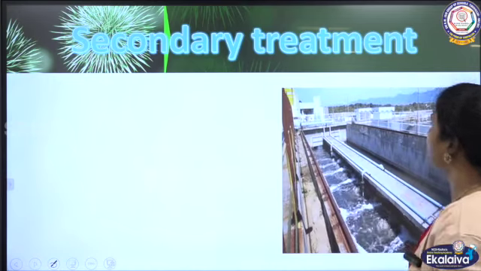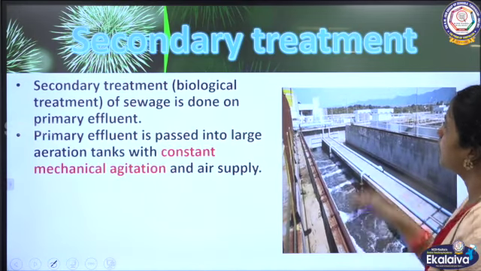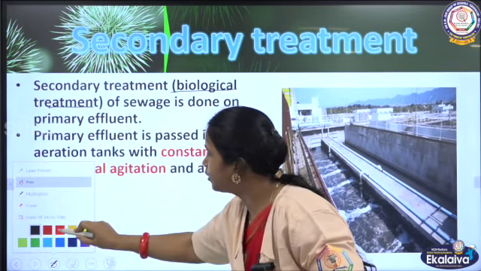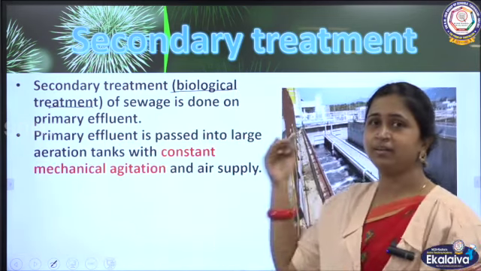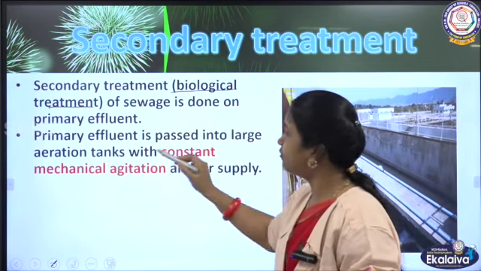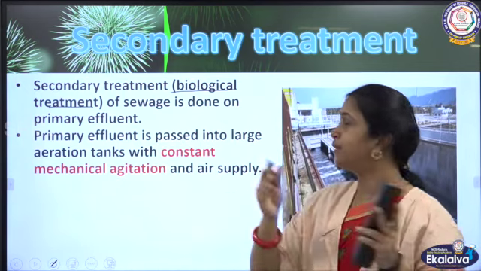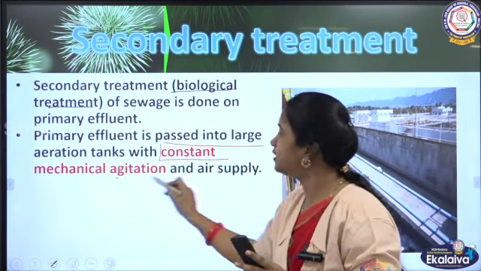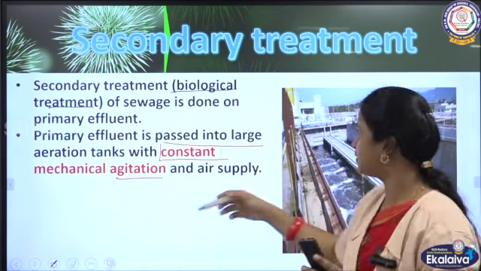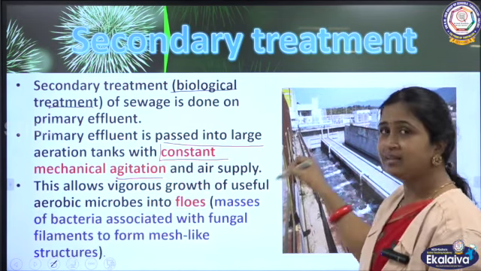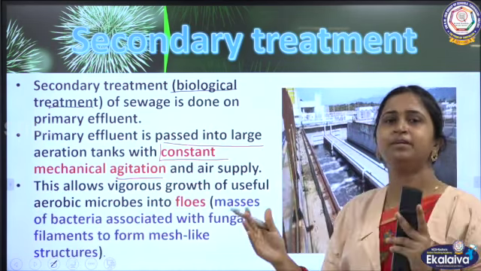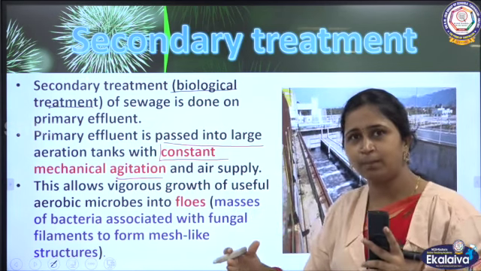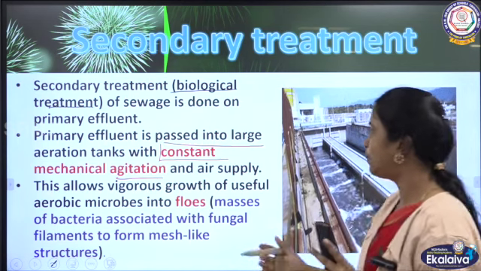So secondary treatment, otherwise called biological treatment, we are going to use the microbes. How, where and when, that we are going to see. The primary effluent, what we got in the first step, is passed into a large tank with constant mechanical agitation, a stirring process, and with air supply. This is the favorable time, and the microbes start to grow here. And this type of microbe with air supply is aerobic microbes.